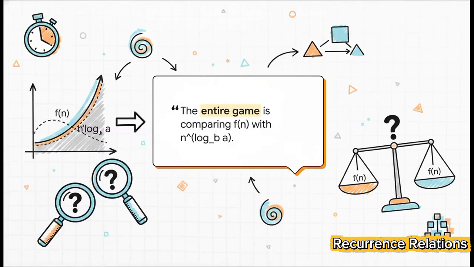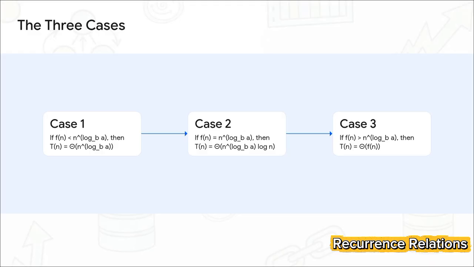Right, and this is the crucial point. The entire game, the heart of the whole theorem, boils down to a single comparison. You compare the work you do combining, that's f of n, with this other term, n to the power of log base b of a. Which one of those grows faster? That's it. That's the whole game. And that comparison leads to 3 possibilities.